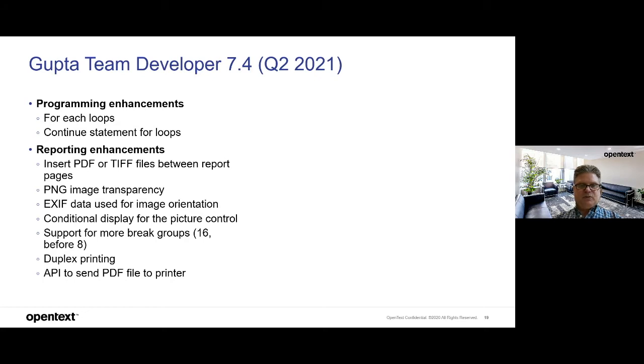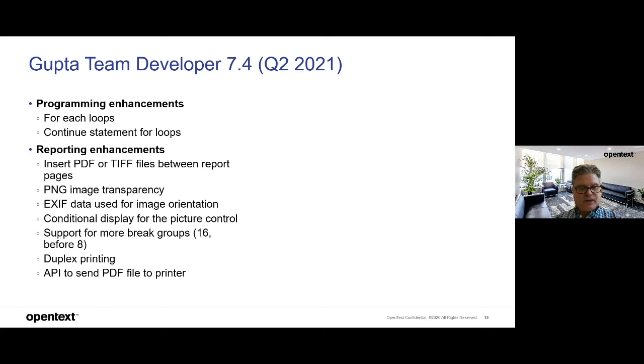PDF or TIFF files between report pages. PNG image transparency is being taken care of. User image orientation data is being taken care of. Conditional display for the picture control is available. You have support for more break groups, 16 where before you had 8.